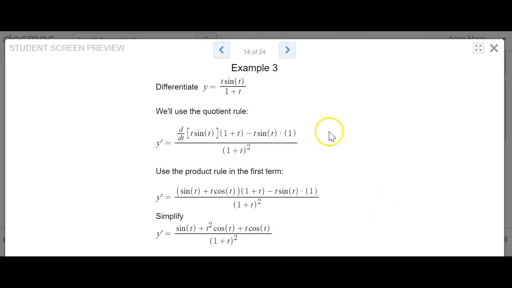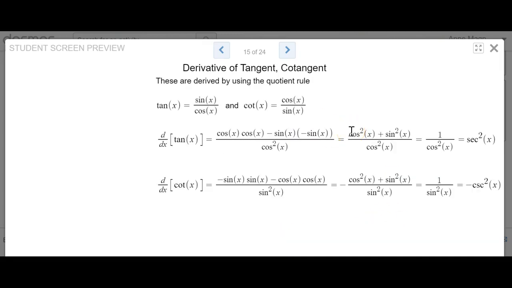So to derive the derivatives of tangent and cotangent, we express them in terms of sine and cosine, and then use the quotient rule. Derivative of sine over cosine, so I would take the derivative of the numerator, which is cosine x, times the denominator, which is cosine x, minus the numerator times the derivative of the denominator, all over the denominator squared. So remembering the Pythagorean identity, the numerator just turns into 1. So that's 1 over cosine squared x, which is secant squared x.